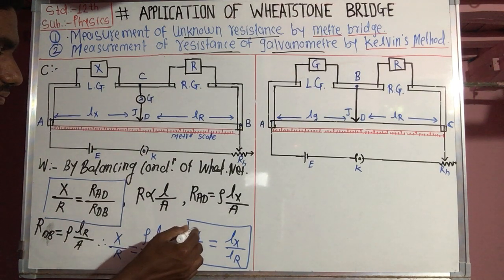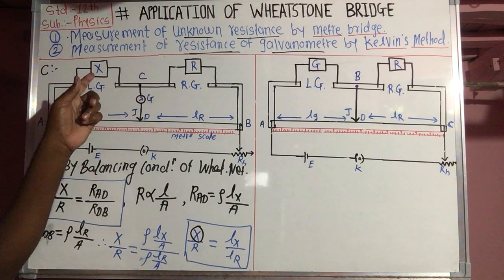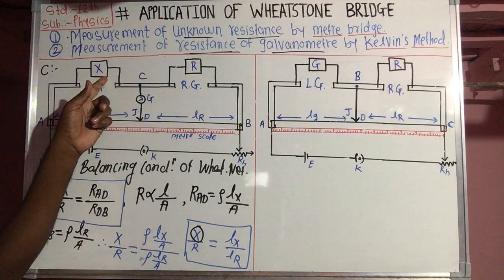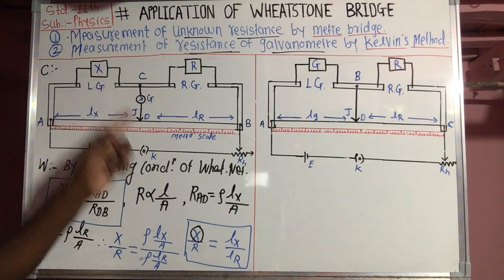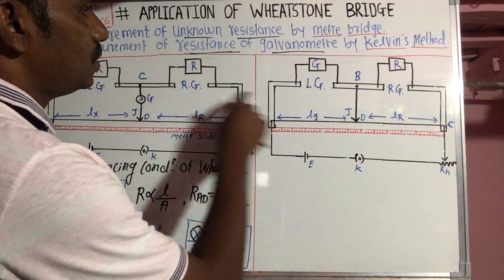This is the last expression, and from this expression we can easily calculate the unknown resistance of the meter bridge. The unknown resistance connected in the left gap is calculated by this equation, X upon R equal to Lx upon LR. This is also the balancing condition of the Wheatstone network. Now how do we compare this meter bridge with Kelvin's method?